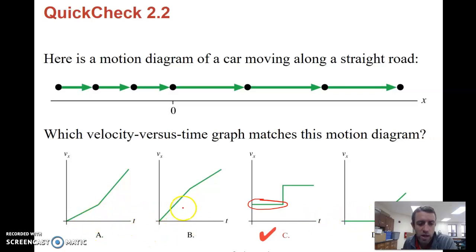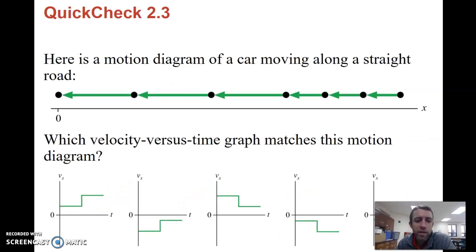In A and B, the velocity is changing in each of the first sections. And same thing with the second. This is a constant velocity. The only difference is that it's a higher constant velocity. And in both A and B and D, the velocity is increasing, which this does not show.